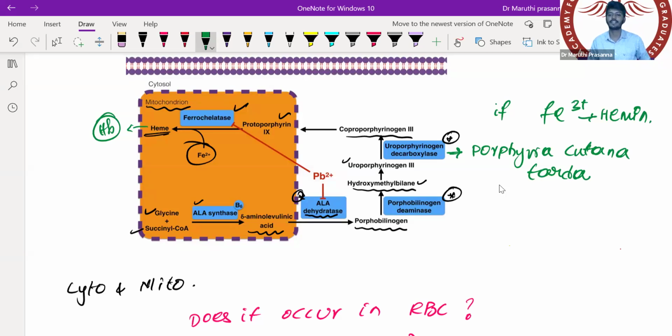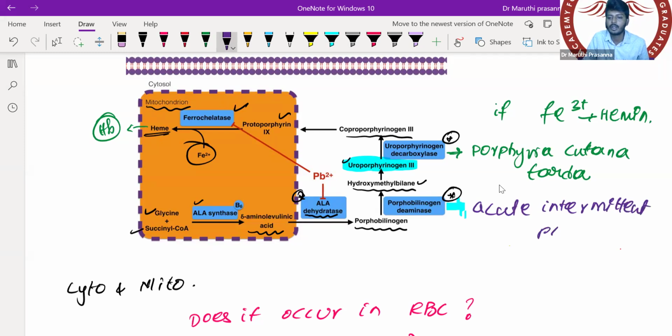Uroporphyrinogen decarboxylase deficiency leads to excessive accumulation of uroporphyrinogen, which will lead to porphyria cutanea tarda. And porphobilinogen deaminase deficiency leads to acute intermittent porphyria. So these are the two diseases.